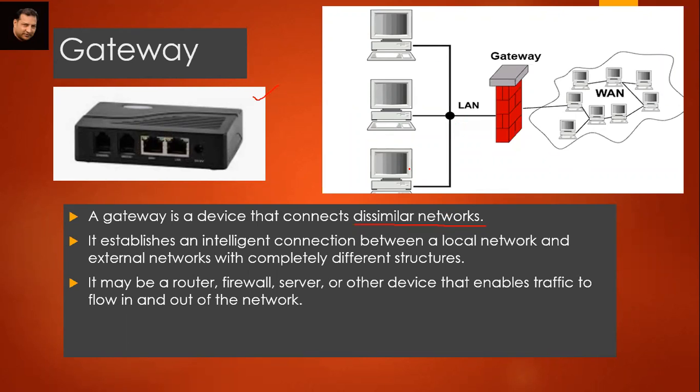This is a local area network, and we have a gateway in between, and this is your wide area network, internet, the whole world, and nobody knows about which platform is being used in the internet world. So in that case, if you want to connect LAN, we need a gateway. So a gateway is a device that connects dissimilar networks. It establishes an intelligent connection between a local network and external networks with completely different structures.